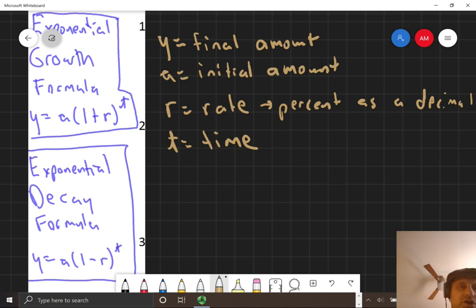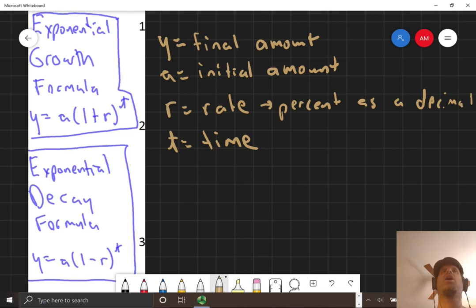Well, for growth, it's 1 plus r. Okay, and the reason being is, if you think about it in terms of percent, you're saying 100% plus your rate percent, say 20, so that would be like 120%. It's growing, right? Whatever you want to think of, interest, COVID-19 cases. You have a growth right here, okay? It's increasing. And exponential decay is 1 minus r.